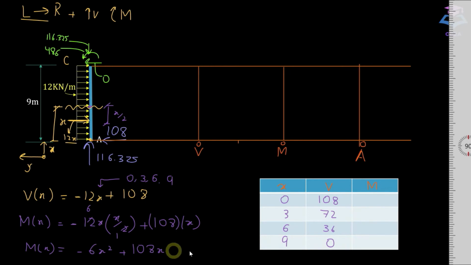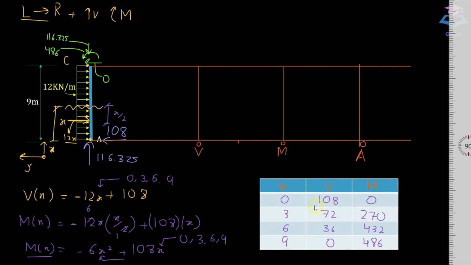Similarly, substituting these values here and here, 0, 3, 6, 9, you will obtain different values of moment. At x equals 0 we have moment equal to 0, at 3 we have 270, at 6 we have 432, and at 9 we have 486. So let's now plot these values onto this graph.